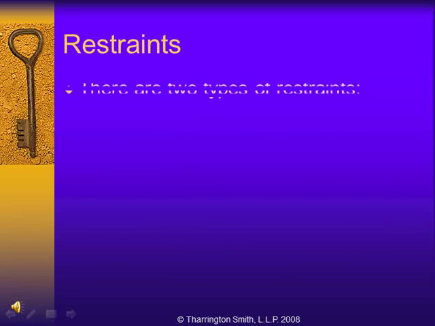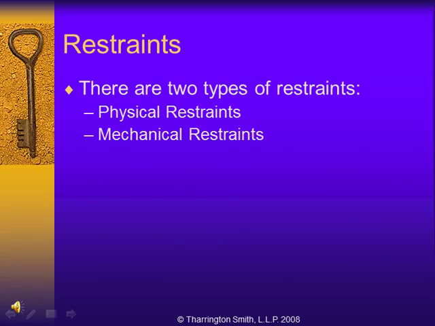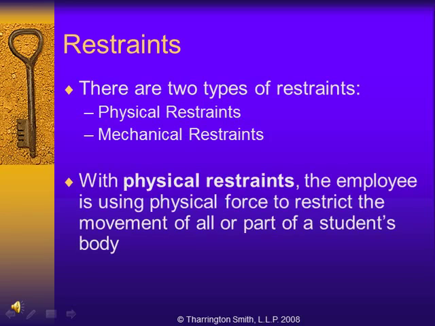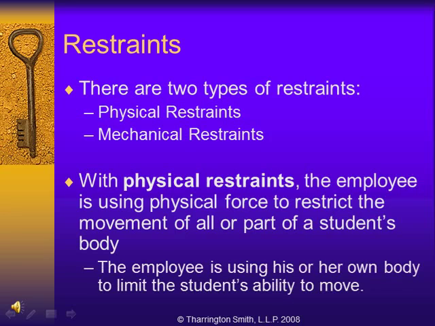There are two types of restraints: physical restraint and mechanical restraint. Physical restraint involves the use of physical force by the school employee to restrict the movement of all or part of a student's body. In other words, when an employee physically uses his or her own body to hold a student or otherwise restrict the student's ability to move, such as by holding the student's arms to his sides or placing the student in a bear hug in order to restrict his movement, that would be considered the use of a physical restraint.